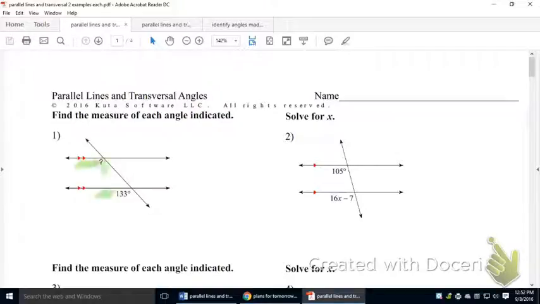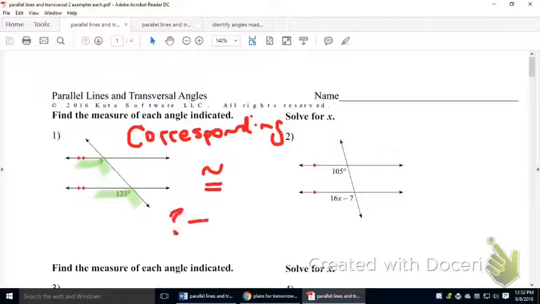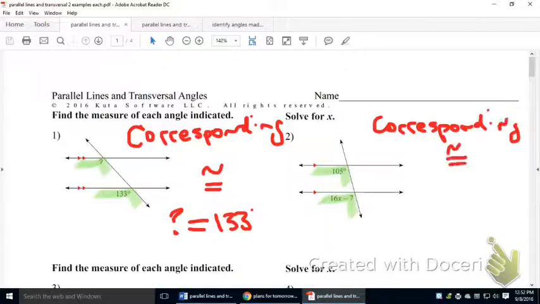These are from yesterday. So first thing we start off is identifying number one as being corresponding angles. Now because corresponding angles are congruent, we know that that question mark has to be 133 degrees. That's pretty straightforward. On the second example, we do the same thing. We identify those also as being corresponding, so these first two examples are corresponding.